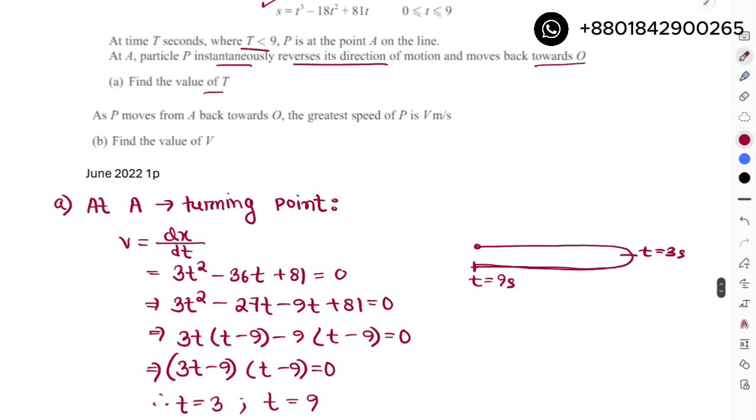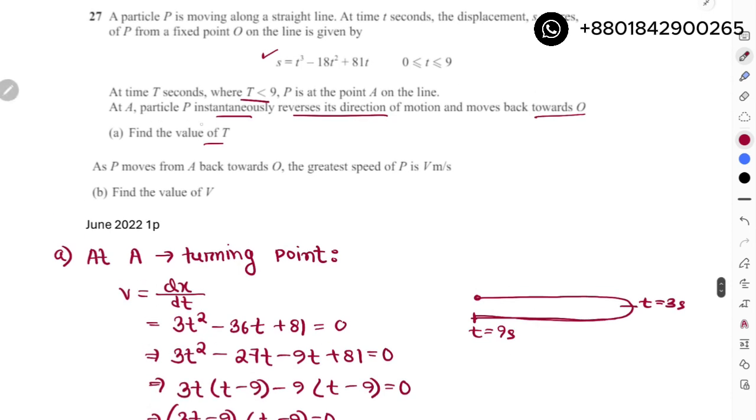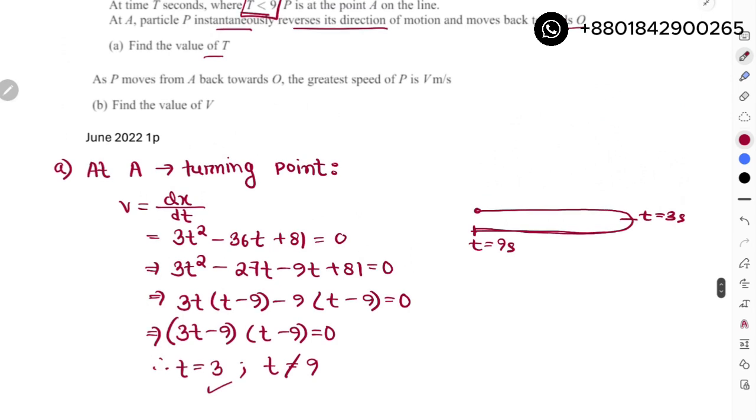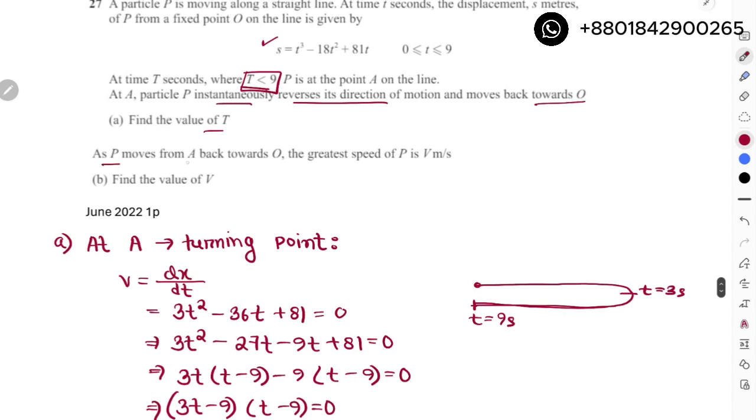Okay, now we have the value for t, but over here they're asking that at time t where t is less than 9, that means 9 is the final time. That means I'm not accepting t equals 9. I'll accept t equals 3 as your final answer for part A, that at 3 seconds the particle P was turning its direction, reversing its direction. And then after this it says that P moves back to A towards O. So P moves back from A towards the origin starting point, and the greatest speed of P is V meters per second.